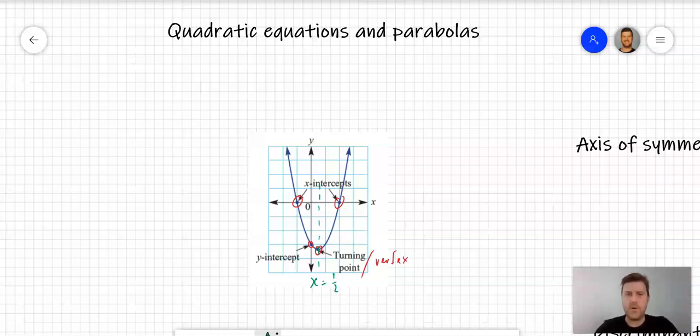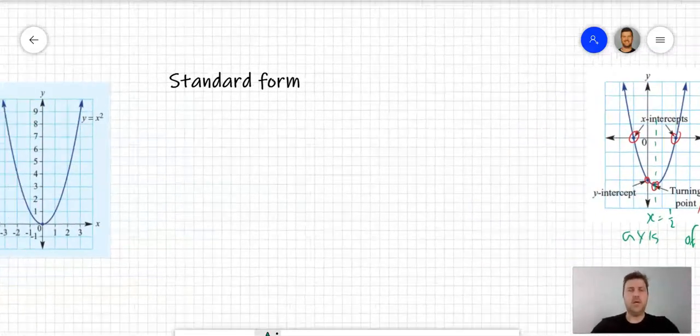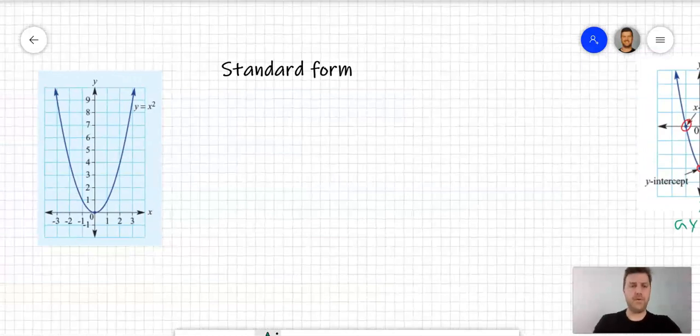Okay, so they're the 4 key features we're working with when we're talking about parabolas: the x-intercepts, y-intercepts, turning point, and axis of symmetry. I'm just going to put this as shorthand, axis of symmetry, is that 4th key feature.